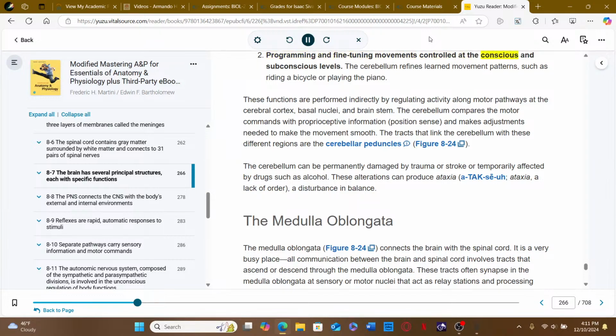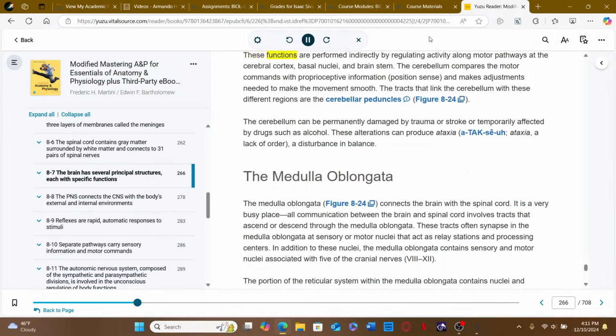Programming and fine-tuning movements controlled at the conscious and subconscious levels. The cerebellum refines learned movement patterns, such as riding a bicycle or playing the piano. These functions are performed indirectly by regulating activity along motor pathways at the cerebral cortex, basal nuclei, and brainstem.